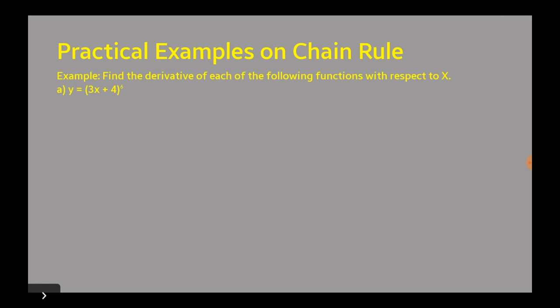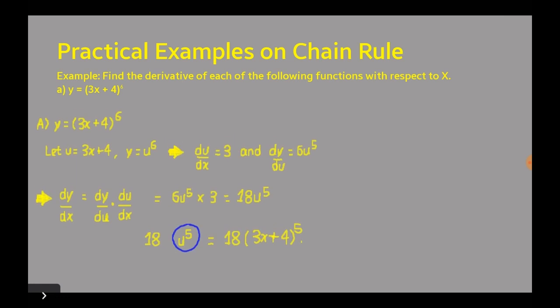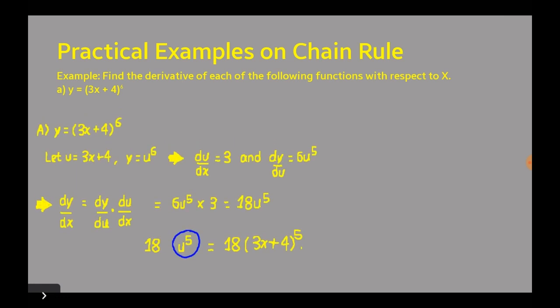Practical examples on the chain rule. Find the derivative of each of the following functions with respect to x. y equals (3x plus 4) to the power of 6. Let u equal 3x plus 4, and y equals u to the power of 6. du over dx is determined by 3x.